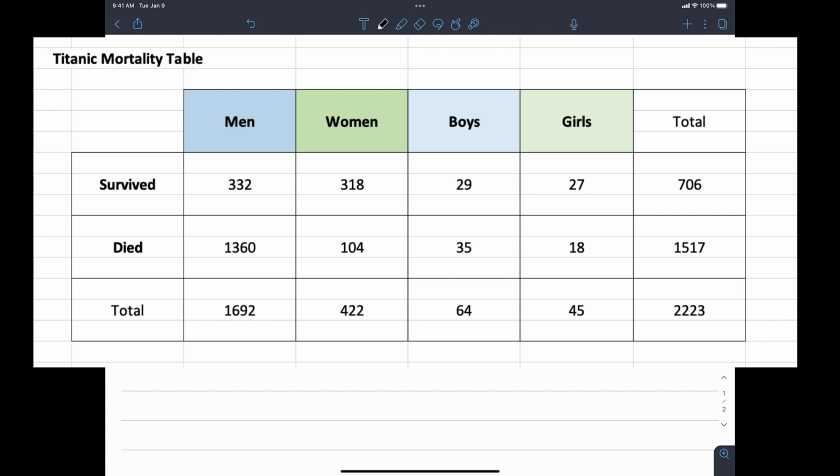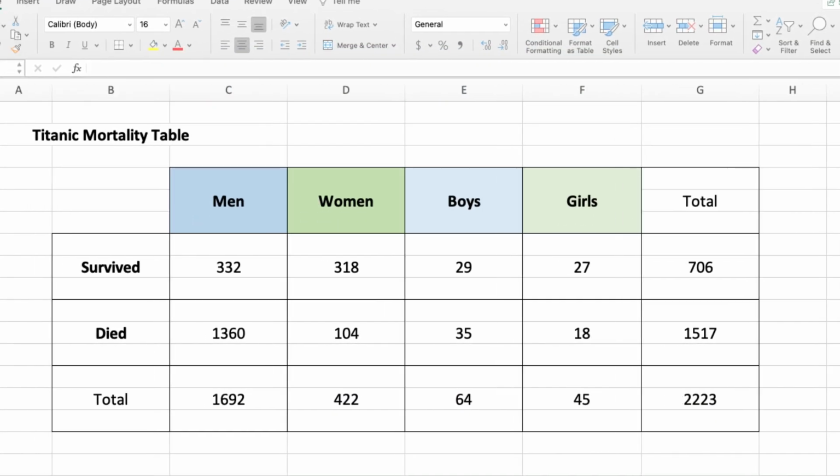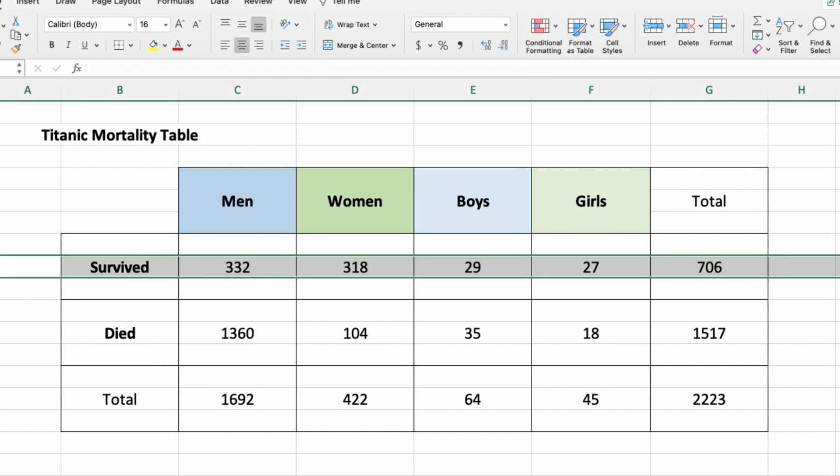So you're reading this table. That first row tells you how many people survived. Is that right? And if I go to Excel, okay, as you guys can see, now we're in Excel. That first row right in here says 706 people survived. Okay, how many people did not survive?